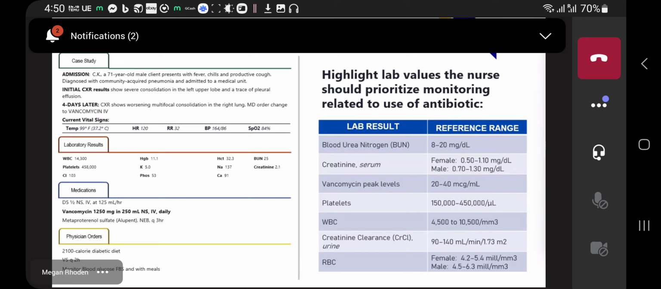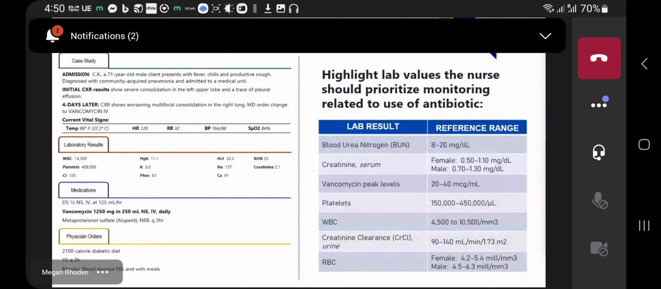Medications, so we're still on the D5 half NS IV at 125. Vanco is now at 1,250 milligrams and 250 mLs of NS IV daily. We are still on the albuterol nebulizer Q3 hours, and the physician orders our vital signs Q2 hours, still on a 2100 caloric diet, and monitor the blood glucose and the fasting blood glucose with meals.